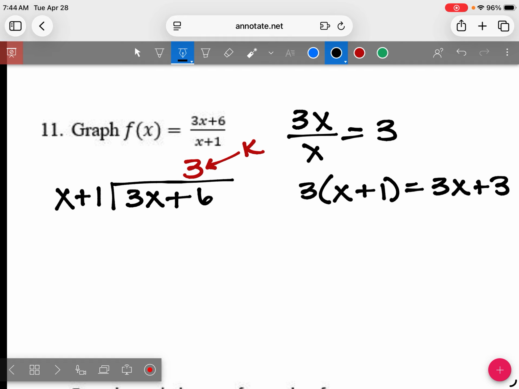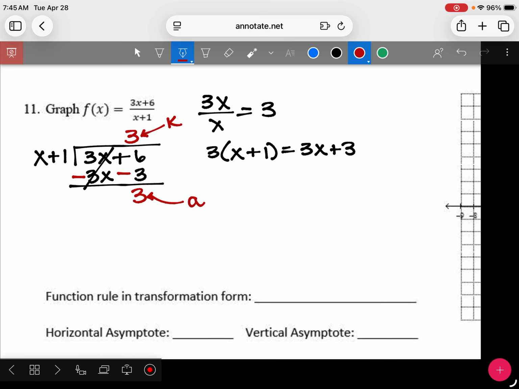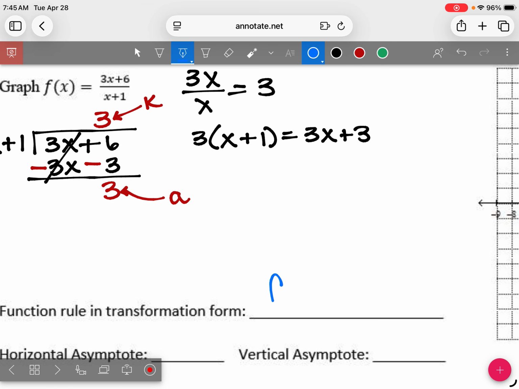Slide it over and flip. Flip, flip. And we get 6 minus 3, which is a 3. So this time my A and my K are both 3. So my equation will be f of x equals 3 over x plus 1 plus 3. Go ahead and graph it out. Don't forget to flip the sign of H.